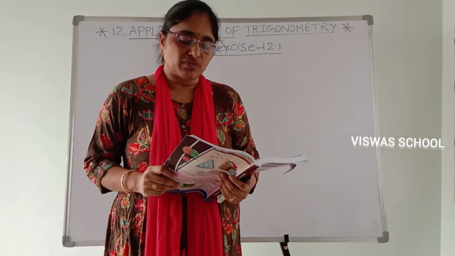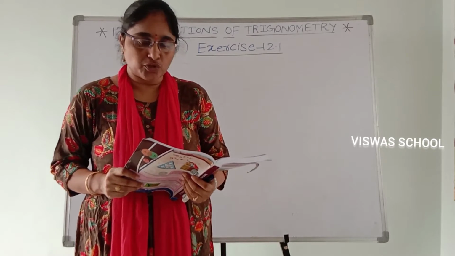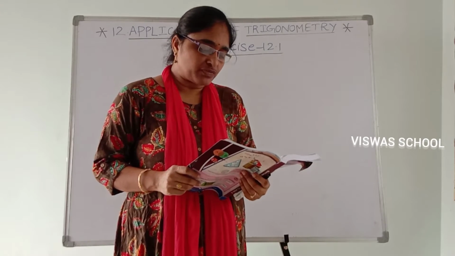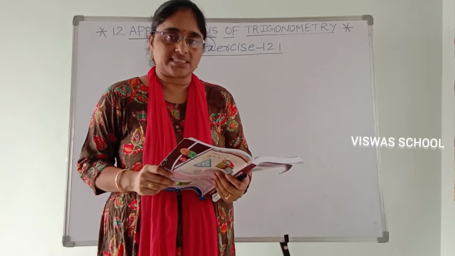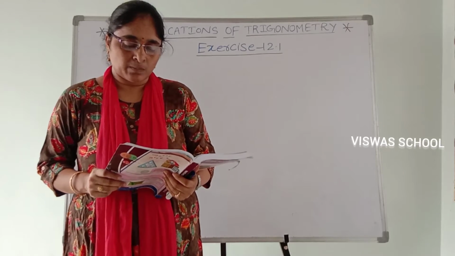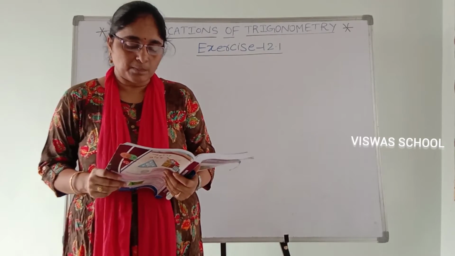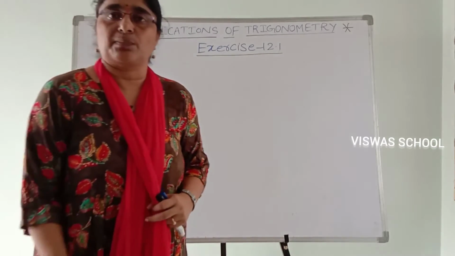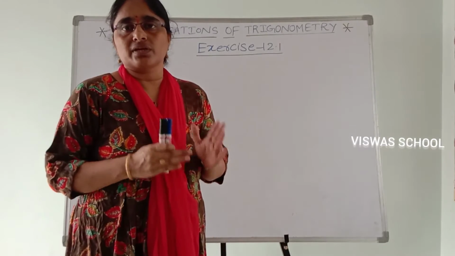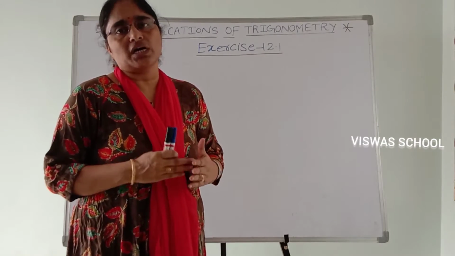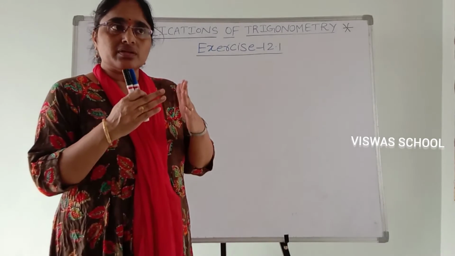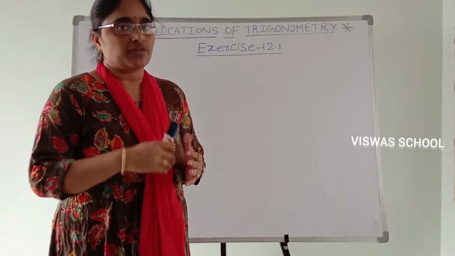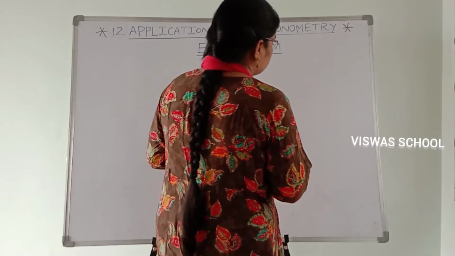Next, 9th problem. An observer of height 1.8 meters is 13.2 meters away from a palm tree. The angle of elevation of the top of the tree from his eyes is 45 degrees. What is the height of the palm tree? Here the observer's height is given, that is 1.8 meters, and we want to find the height of the palm tree. When the observer sees the top of the palm tree, the angle is 45 degrees. See here.